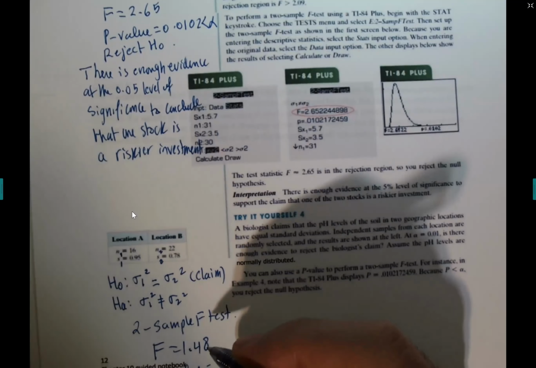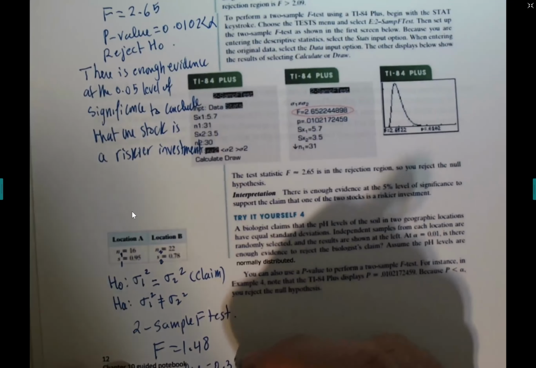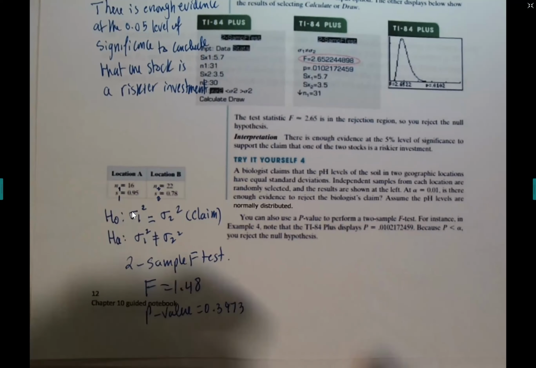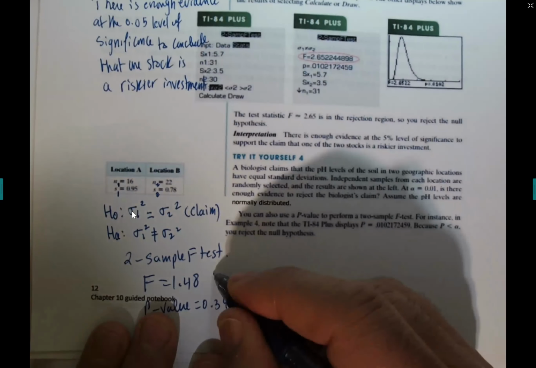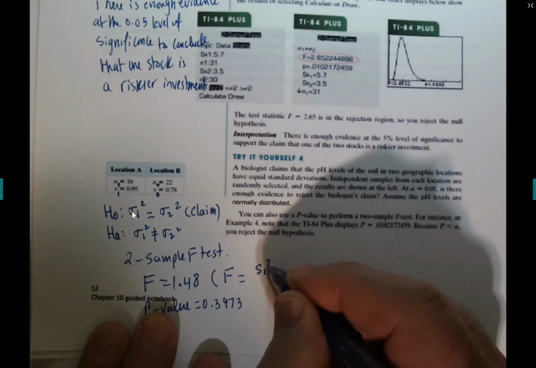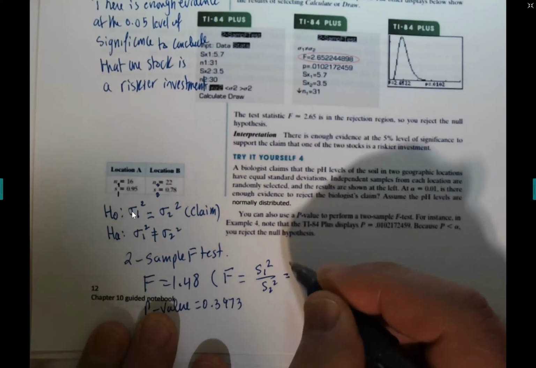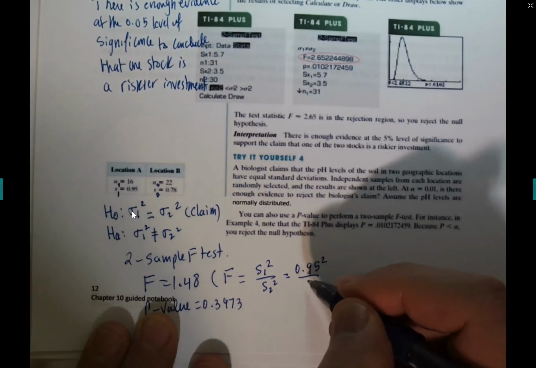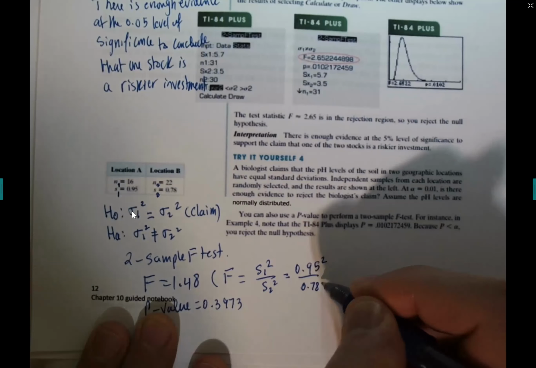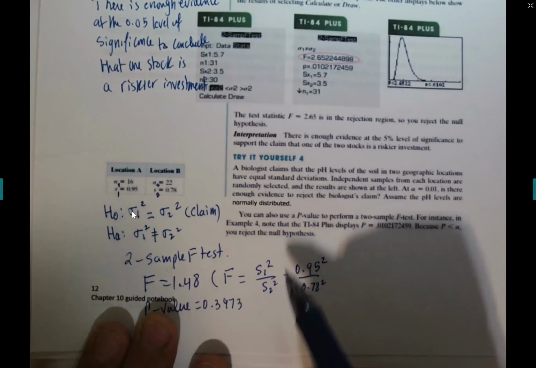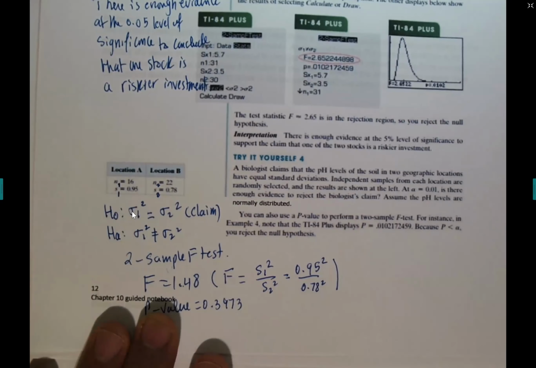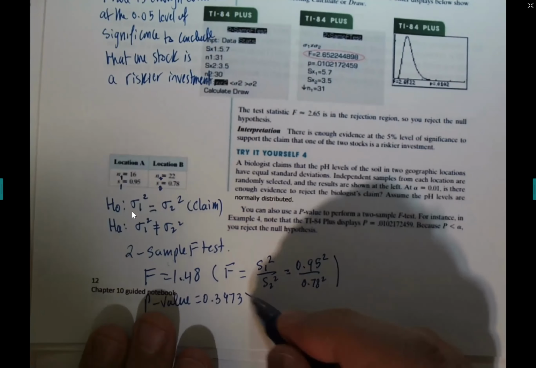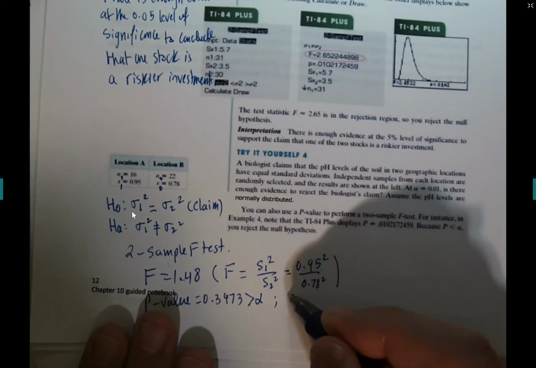Which is 0.3973. Now, you could have calculated F by hand, guys, if you want. The formula for F is this, but you don't need to. So that will be S1, which is 0.95 squared, divided by S2, which is 0.78 squared. And you should, guys, get 1.48 if you do the math here by hand. So it's a very easy test statistic to calculate. So the p-value is more than alpha, guys. Fail to reject H0.